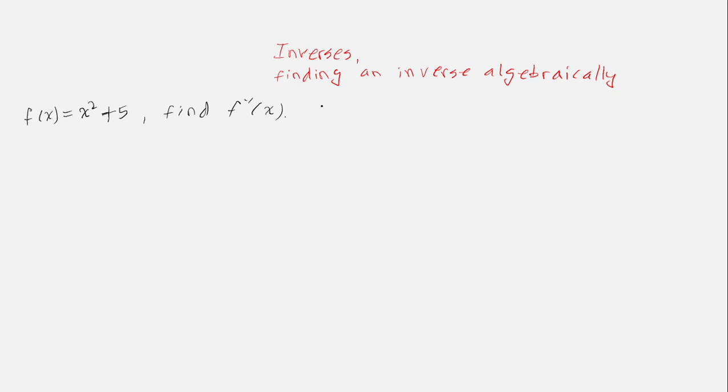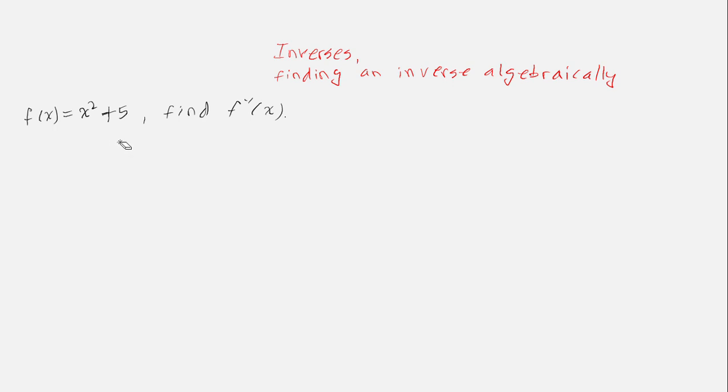Hello everyone. Let's find another inverse. Find an inverse of a function. Well, let's say we have a function like this, f of x equals x squared plus 5, and we are asked to find the inverse, f negative 1 of x, right? With this little negative 1 here, meaning this is the inverse of this function, right?